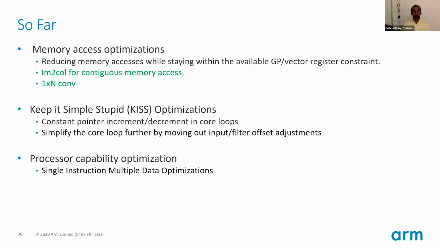Right? So far, on top of what we have discussed, we have added image to column techniques for contiguous memory access. And we have discussed how 1/n convolution can let you eat your cake and have it as well. Any questions at this point?